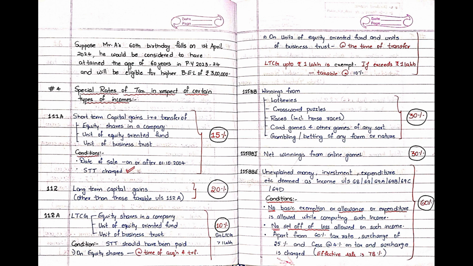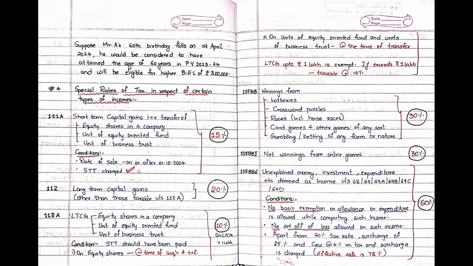That is, long-term capital gains up to rupees 1 lakh is exempt. But if it exceeds rupees 1 lakh, the amount is taxable at the rate of 10%. There are certain conditions which are to be satisfied for this 10% tax rate to be applicable on such long-term capital gains. What are those conditions? Number 1, in case of equity shares, the STT should have been paid at the time of acquisition and transfer. So, a long-term capital gain has been earned by assessee by transfer of equity shares in a company.